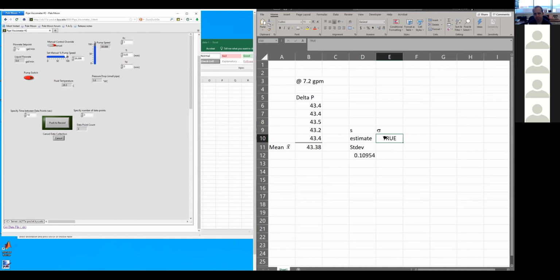Any ideas? Let me ask this way. Let's say I did this experiment 10 more times. I sat here for about 30 minutes, went up, turned it off, turned it on, and got 10 more data points. Would you expect S, right now it's 0.11-ish, to get a lot bigger, to drive to 0 and get smaller, or stay about the same?